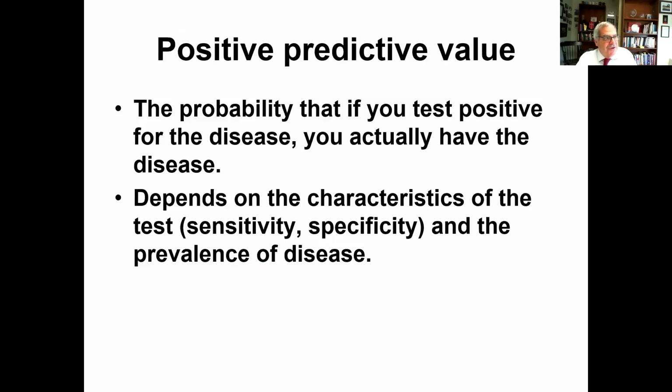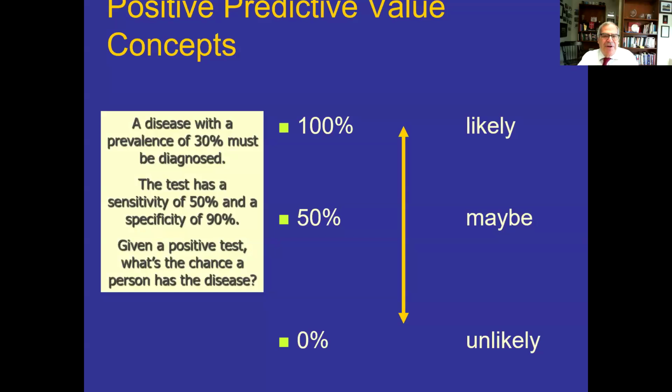But also, for those of us doing some of the tests in diagnostics, and we'll talk more about this during our next session, there is the positive predictive value. This is the probability that if you test positive for the disease, you actually have the disease. It depends on the characteristics of the test, the sensitivity and the specificity, and the prevalence of the disease. With different sensitivity and specificity, it doesn't matter for the prevalence. But the positive predictive value depends greatly on the prevalence of the disease.